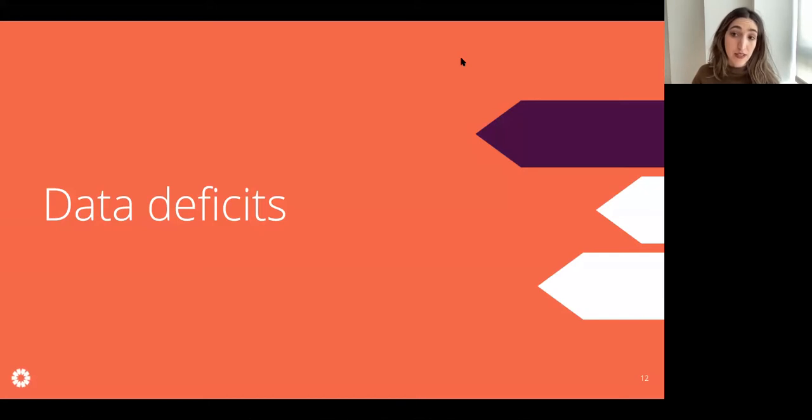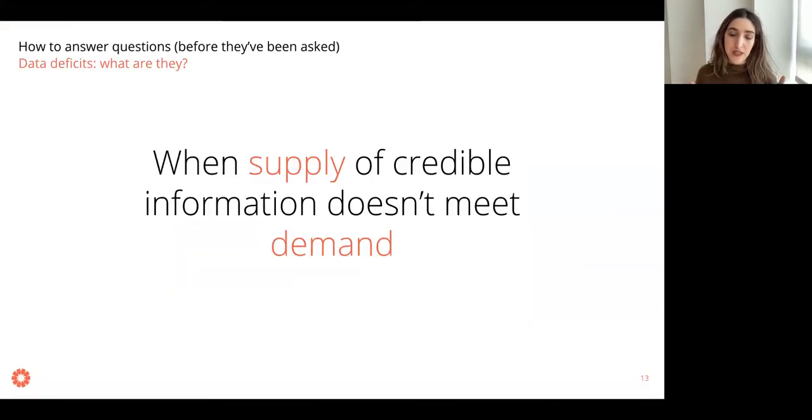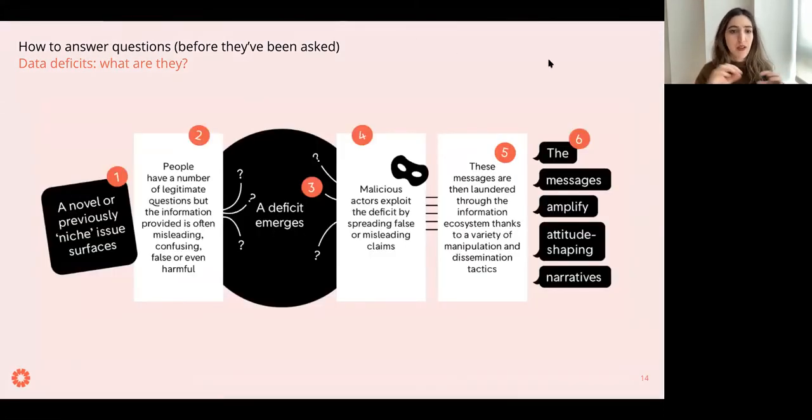So this is what we call an example of a data deficit. A data deficit is when the supply of credible information doesn't meet the demand. In this case, we have the topic of Johnson & Johnson and blood clotting. We also have this general topic of women and how the vaccines affect women. There are lots of questions about it, but there aren't yet clear answers coming from credible sources, right? So we call that gap a data deficit.